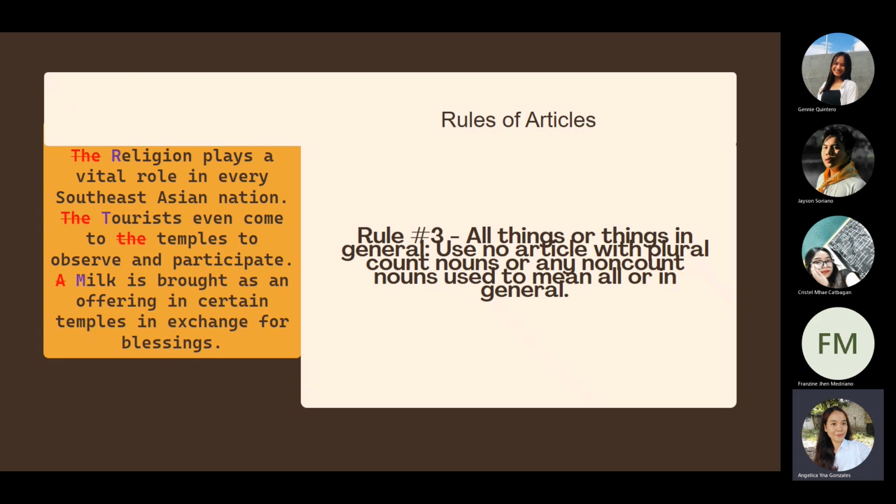So, dito sa rule number 3, kapag we are talking to general ideas like broad categories, plurals, non-countable nouns, and then sa mga languages, specific locations, geographical spots, and mga holidays or sports, we are not able to use articles na kapag mga general ideas.